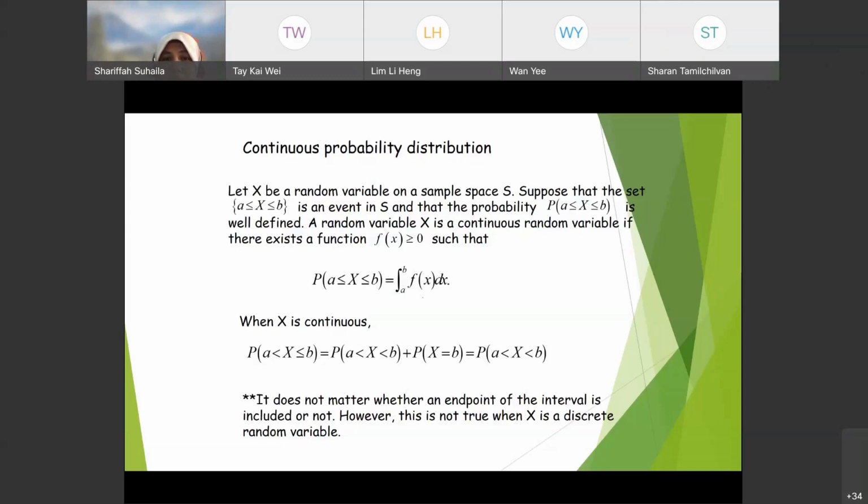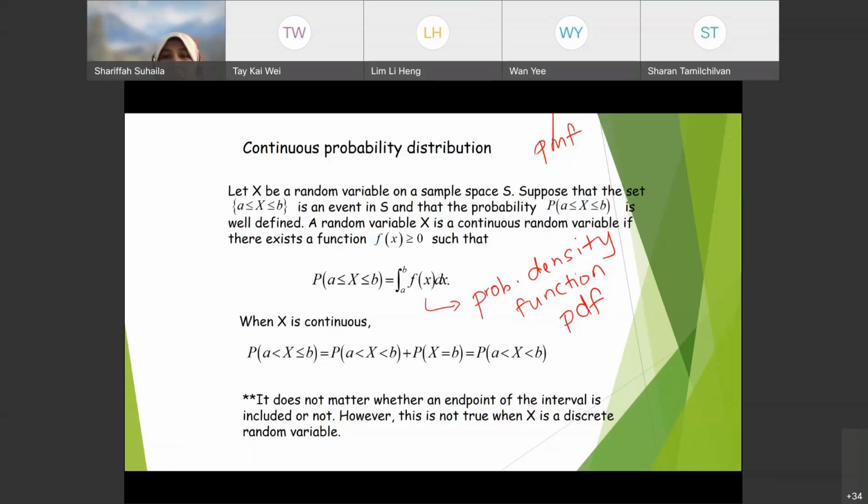In this case, your f(x) here is called the probability density function, or we can write it as PDF. So PDF is the probability function for continuous, but if we have a discrete random variable, we call that the PMF, probability mass function. This probability density function means fungsi ketumpatan kebarangkalian. In Malay we call this fungsi ketumpatan kebarangkalian.